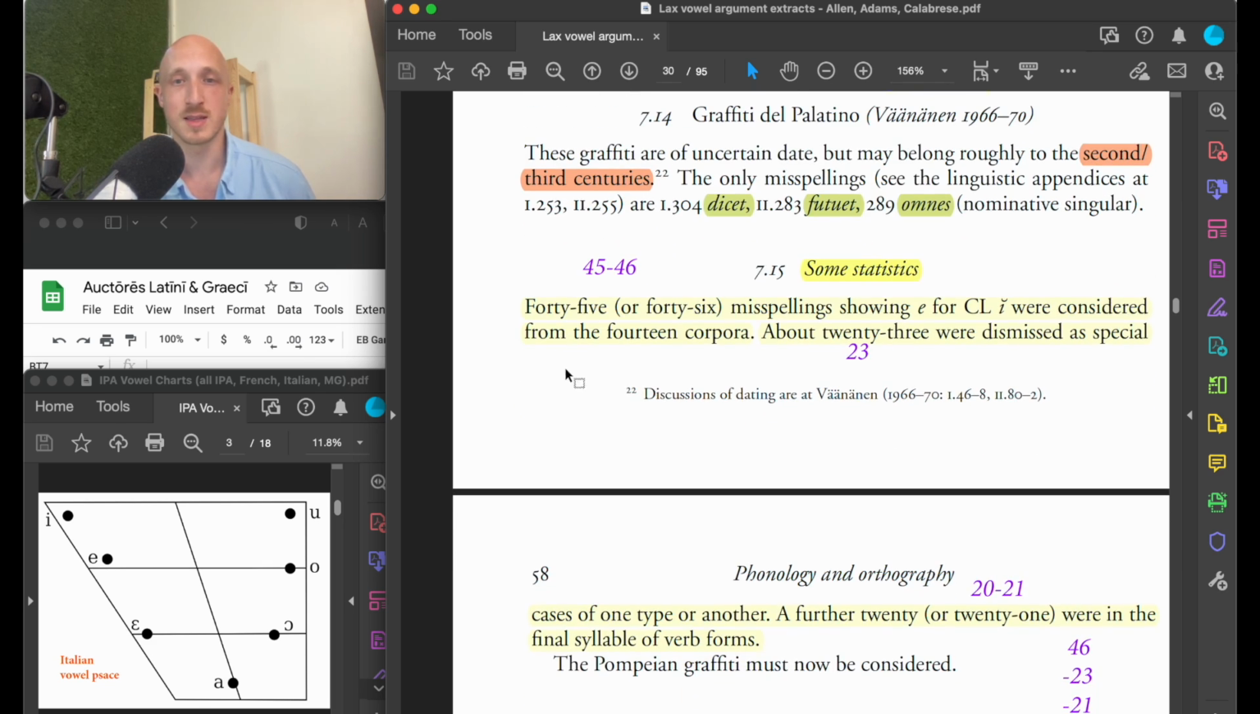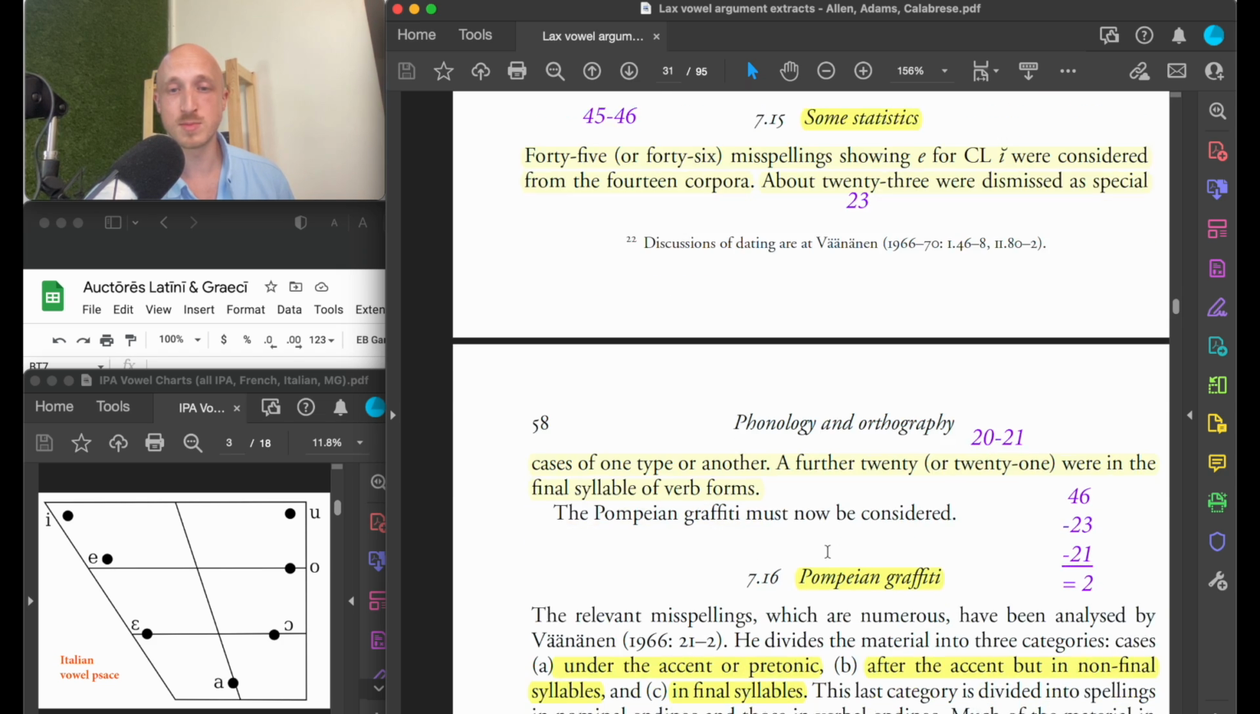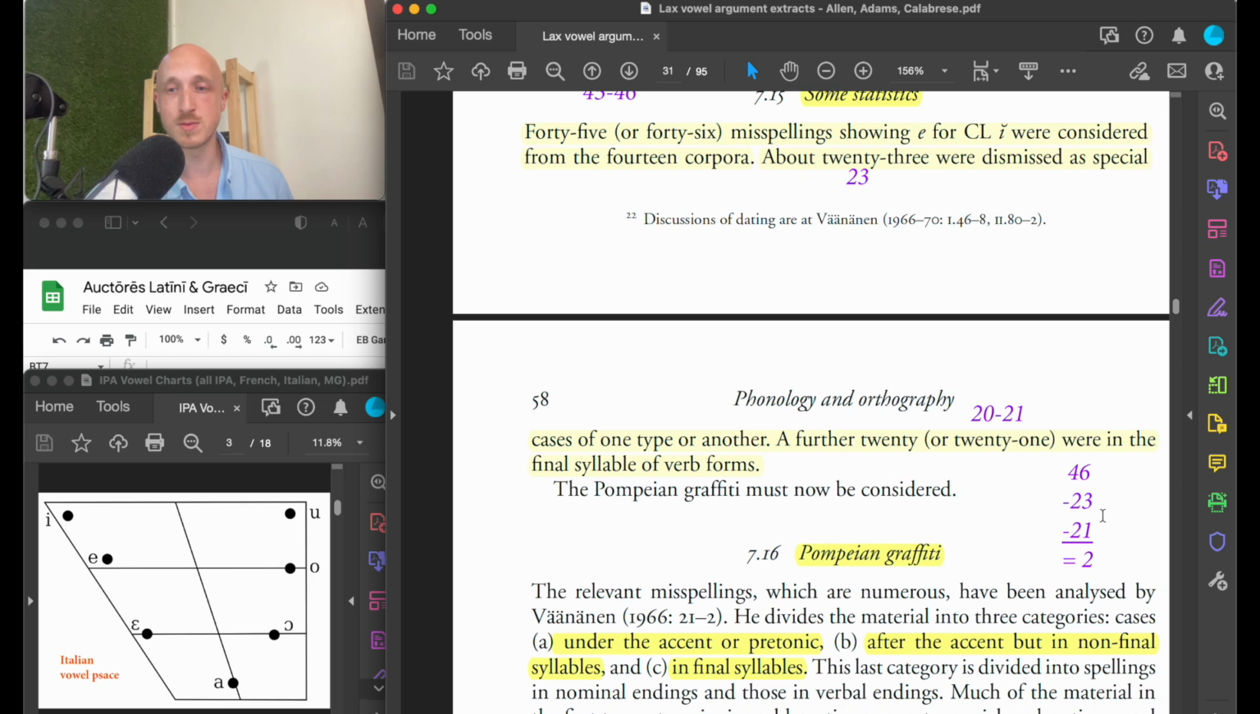Some statistics. Okay, let's look at this. And these are my numbers here in violet. 45 misspellings showing e for classical Latin e were considered from the 14 corpora. About 23 were dismissed as special cases of one type or another. A further 20 or 21 were in the final syllable of verb forms. So 46 minus 23 minus 21 is 2. So 2 that don't have another explanation or aren't in the final syllable.